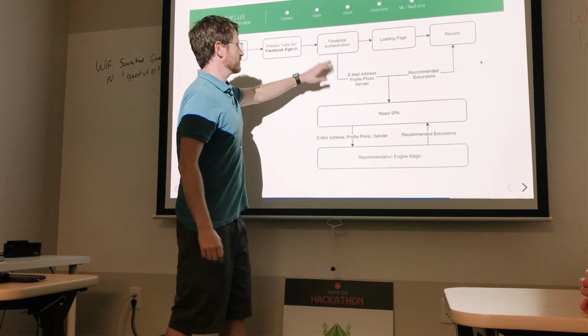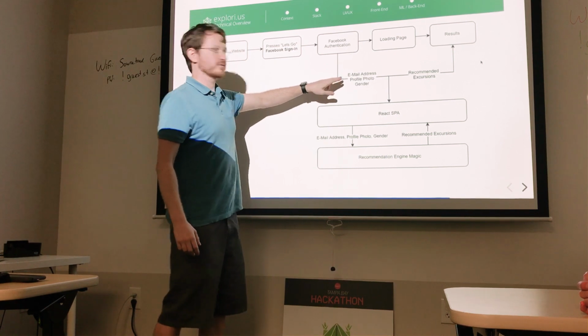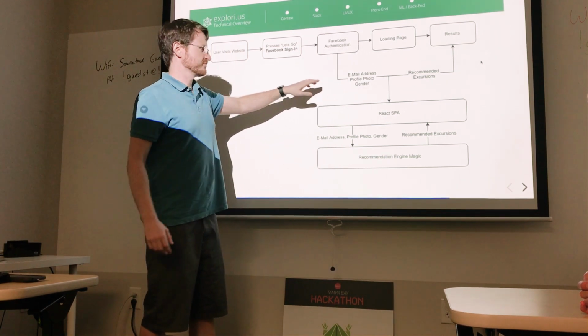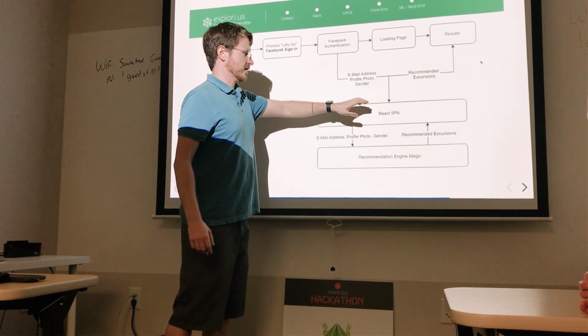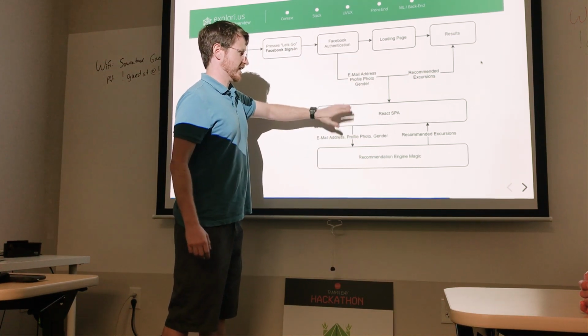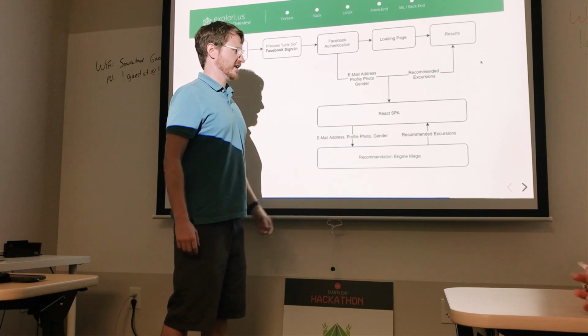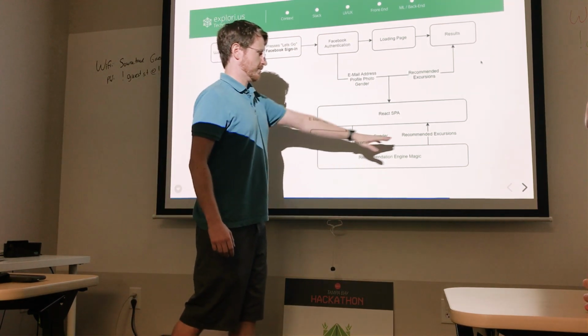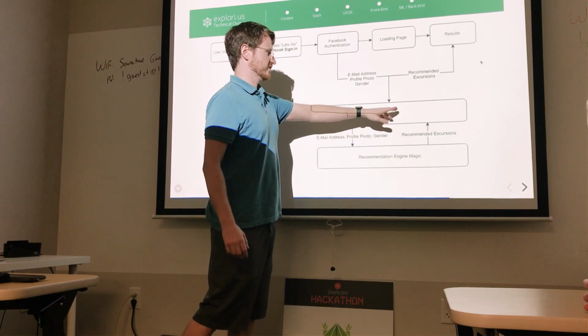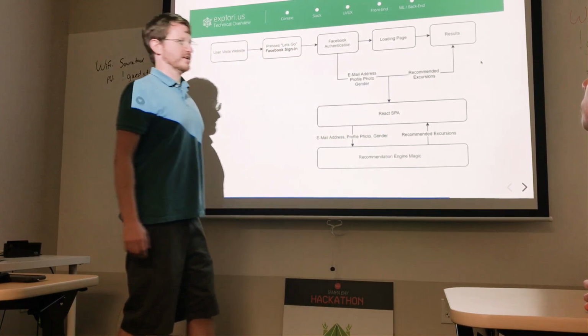Well, from Facebook, we get their email address, profile photo, and we get their gender. We take those three data points and feed them in. It's actually marshaled by the React SPA into the API. So we grab the information, toss it into the API, and then out come the recommended excursions, and those go back up into the results page.